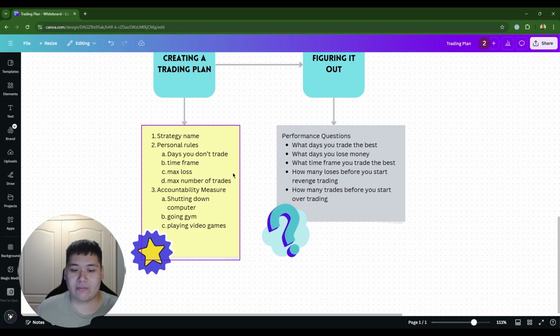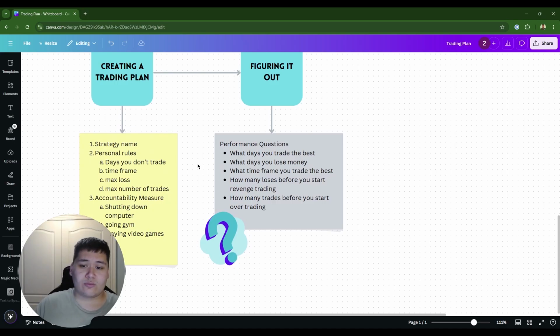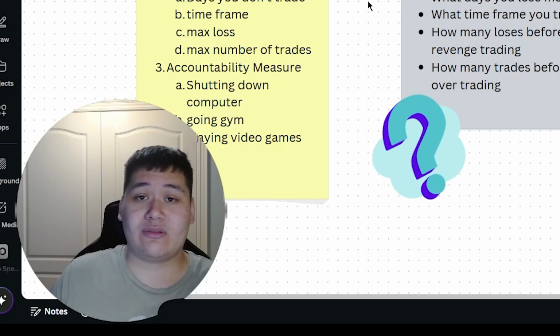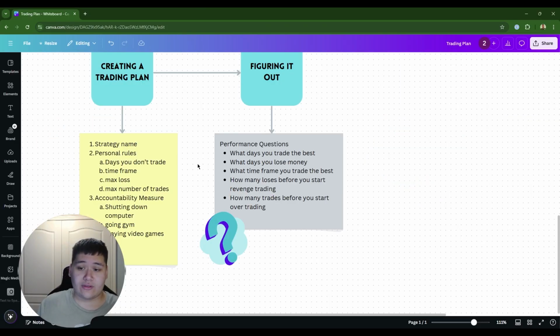And then accountability measures. For example, if any of these are broken, you're going to shut down your computer or go to the gym or play some video games or do something, you know what I mean, to keep your mind distracted. Now, in order to figure out your personal rules, there are some performance questions that you can ask yourself. For example, what days do you trade the best? You've got to figure that out. For me, I think Mondays and Tuesdays are my best. Fridays are so-so and Thursdays are so-so. But you've got to figure out what days you trade the best.